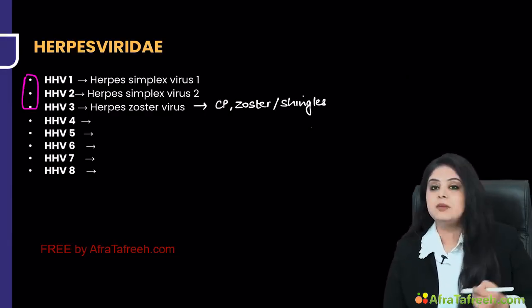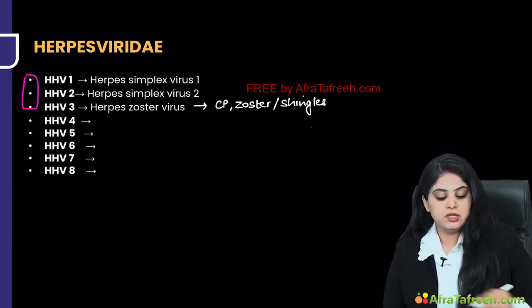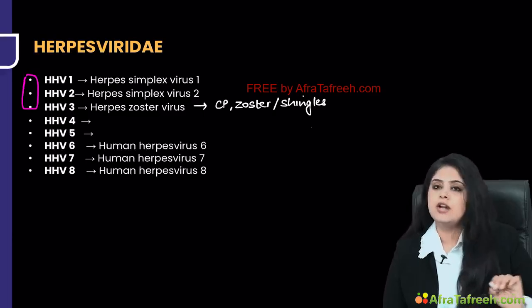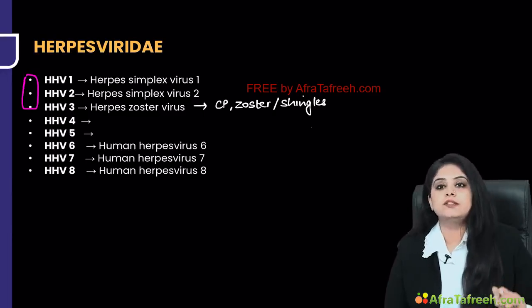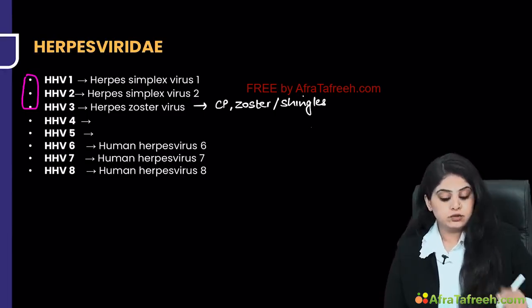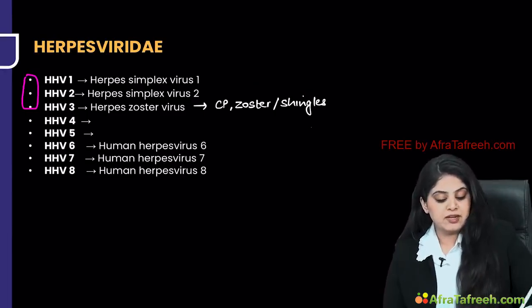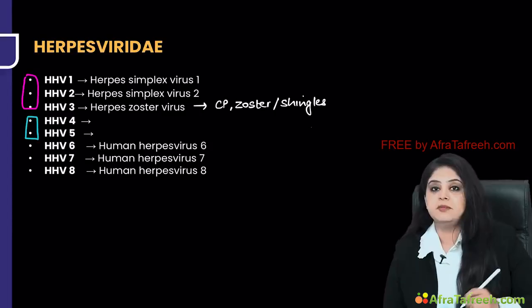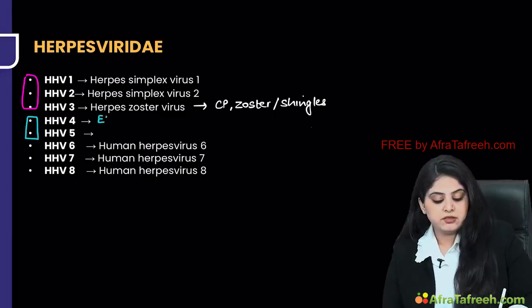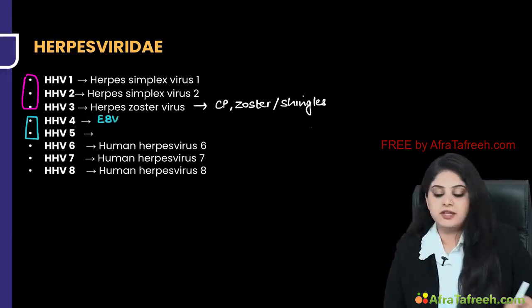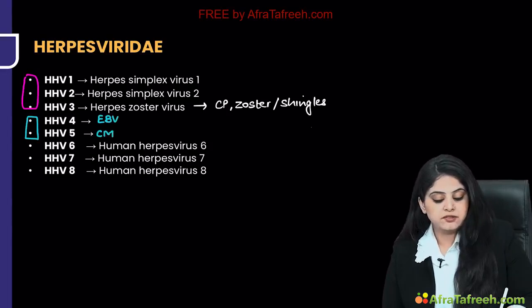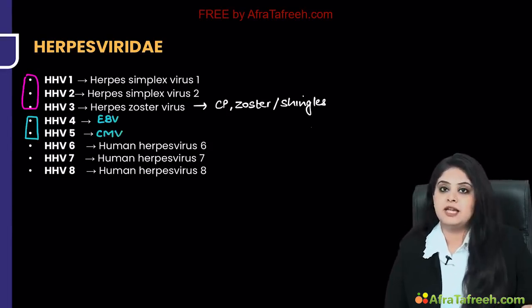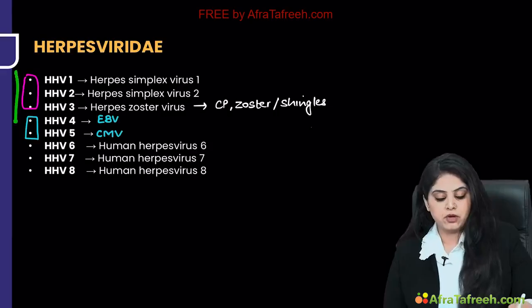Now let's come to the remaining 6, 7 and 8. Human herpes virus 6, 7 and 8 are not given any other names. They are known as human herpes 6, 7, 8, right? So the only different names that now I am left with are 4 and 5. Remember, human herpes virus 4 is known as Epstein-Barr virus and human herpes virus 5 is known as cytomegalovirus, and that wraps up all of your classification.